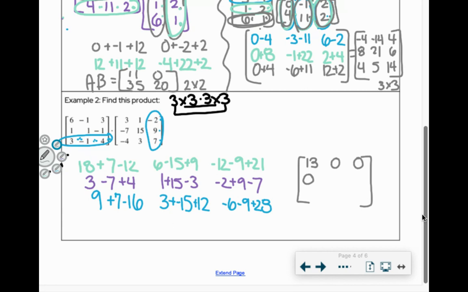1 plus 15 is 16, minus 3 is 13. Negative 2 plus 9 is 7, minus 7 is 0. 9 plus 7 is 16, minus 16 is 0. 3 minus 15 is negative 12, plus 12 is 0. And negative 6 minus 9 is negative 15, plus 28 is 13.